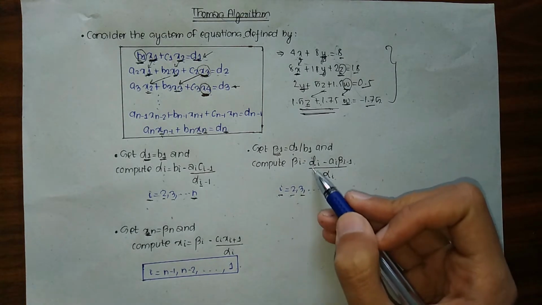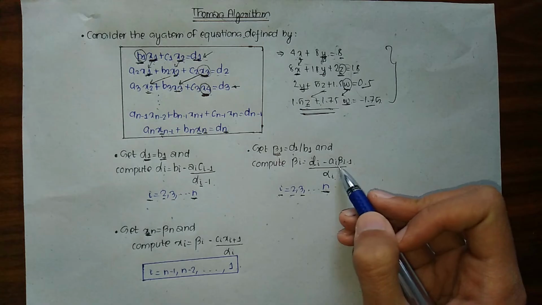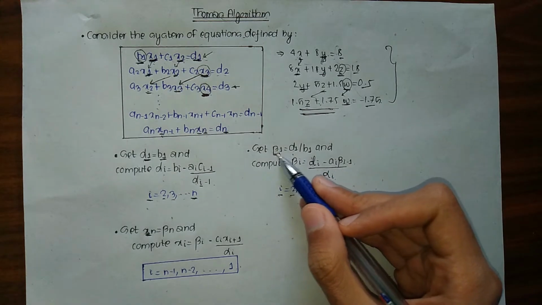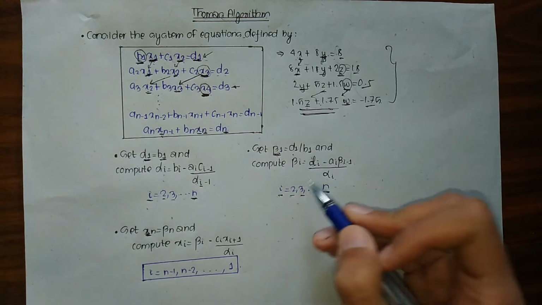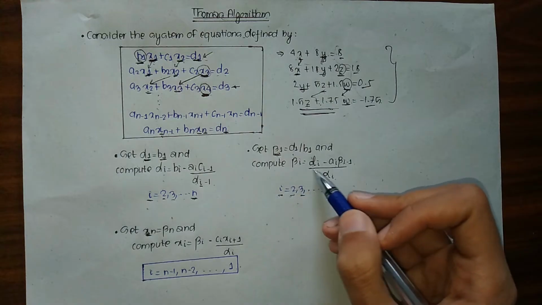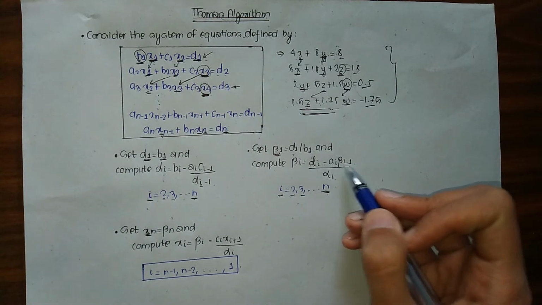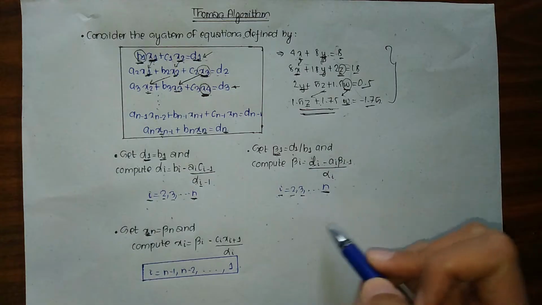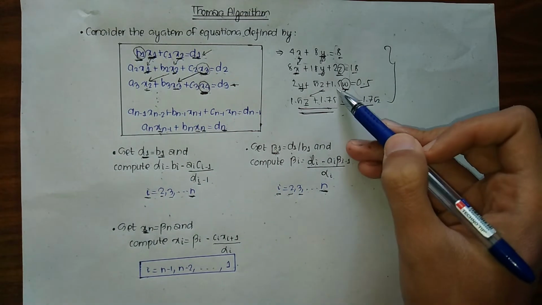So our beta 1 will simply equal d1 divided by b1. We have already found out our beta 1. So now our beta 2, since i runs from 2, will be d2 minus a2 beta 1, divided by alpha 2. This will be clearer when we do our worked example.